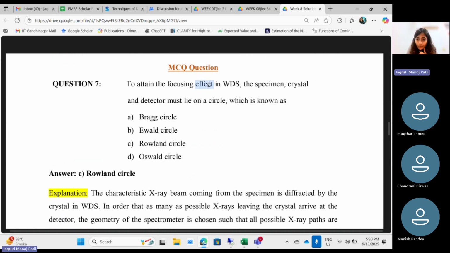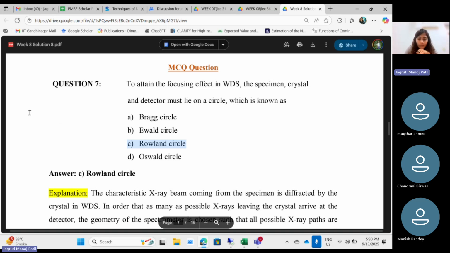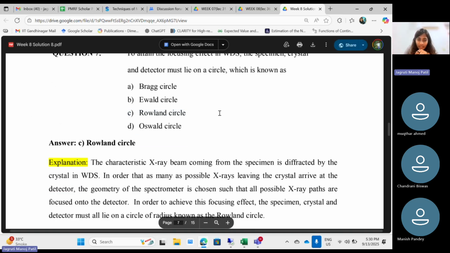Then, to attain the focusing effect in WDS, the crystal and detector must lie on a circle, which is known as what? That's the Rowland circle. And we also saw there was a detector with it. I forgot the name of it, but this is the circle which is called that.